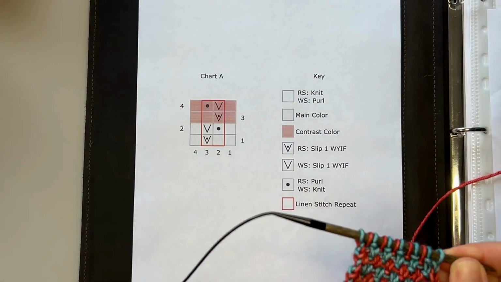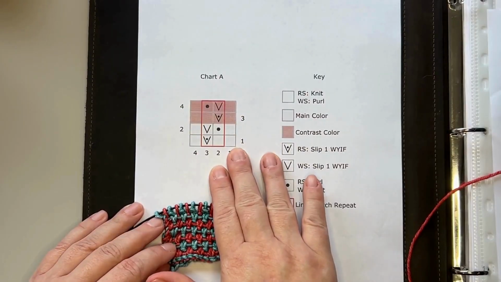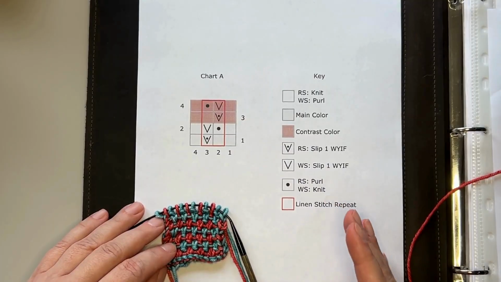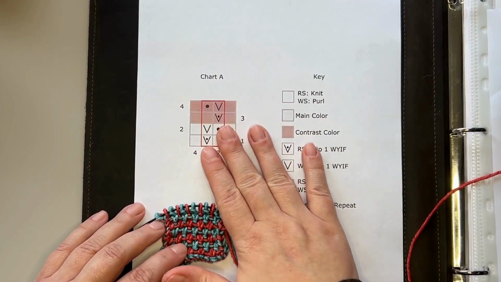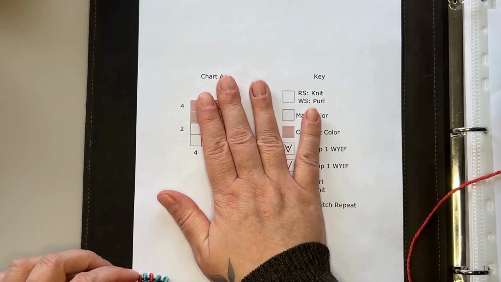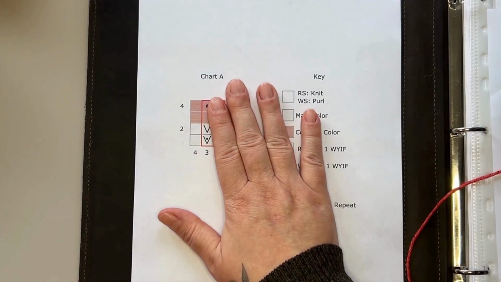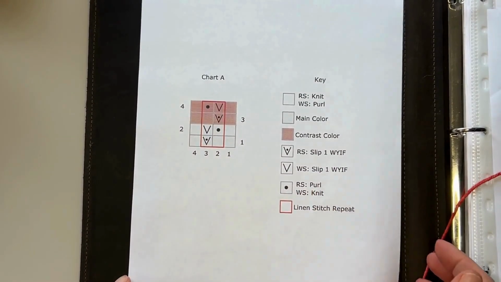So the last principle hopefully ties it all together. Your chart is a representation of what your work will look like on the right side. So I want you to think about the chart, the piece of paper like this. Especially when we're knitting flat. When we're knitting flat, this is what the front side of the work will look like. If I want to see what the back side of my work will look like, I would have to turn the paper over, just like my knitting project.